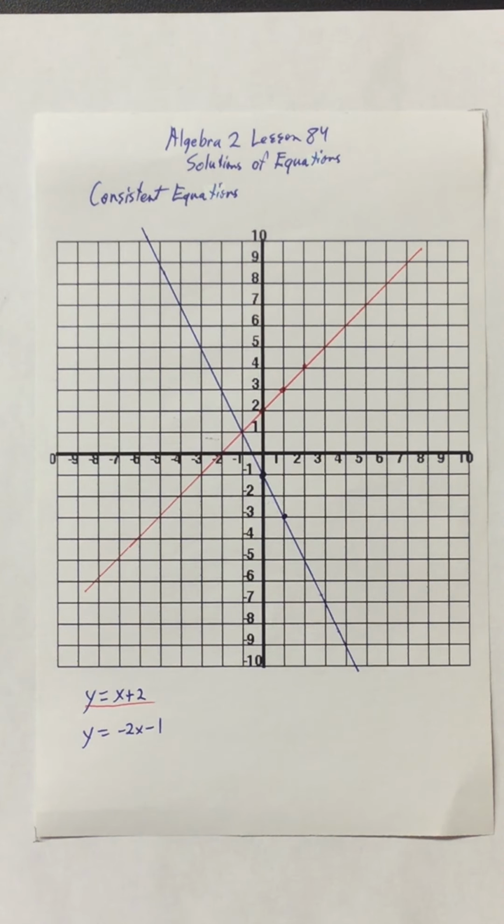Hello, this is Mr. Rasmussen, and this is Algebra 2, Lesson 84, Solutions of Equations. This one goes back through when you have two equations, such as on the bottom here. They have three possibilities. They could be either consistent equations, inconsistent, or dependent.